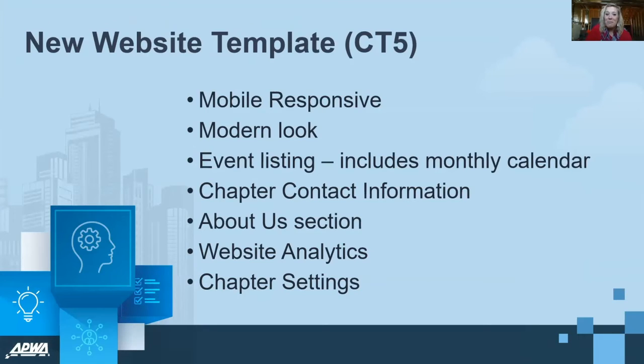So talking real quick about the new website template and what that means for you. The new look is very much more of a modern look. It's mobile responsive. There is now a monthly calendar for your event listing. It gives the chapter contact information right on the homepage. There's an About Us section for the chapters that's already built into your homepage. You have website analytics that'll be set up, and then there's a whole chapter setting that has a bunch of different features in it that gives you as a chapter more capability to do stuff on your website than what you previously had with the older template.